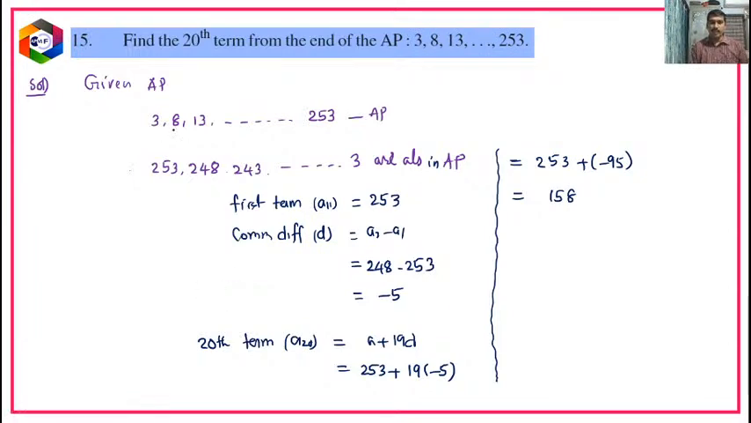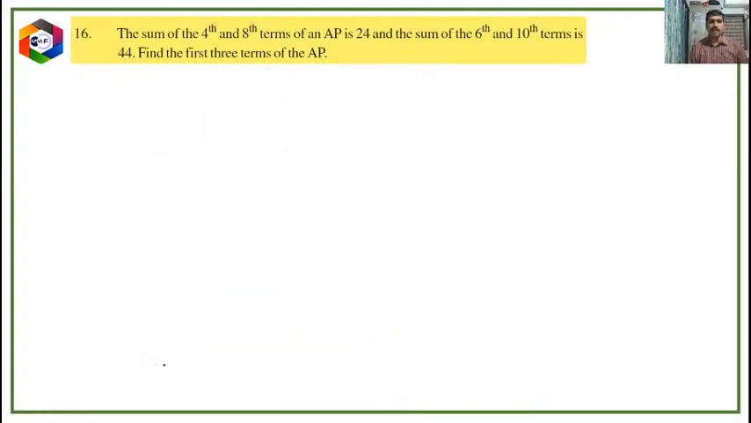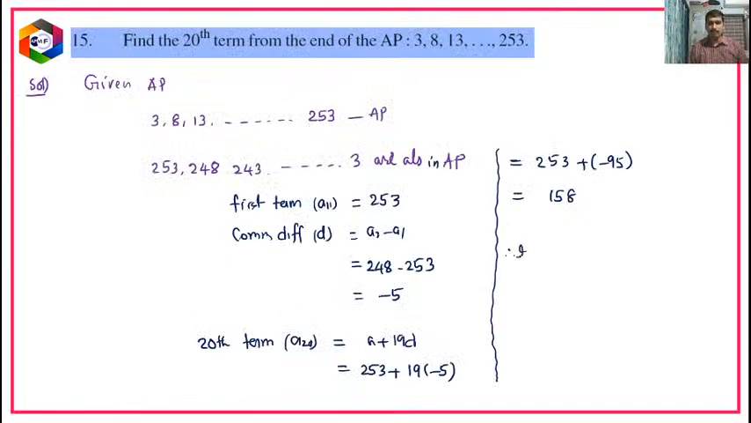Once again, 3, 8, 13 and so on up to 253 are in AP, which means if you write the numbers from the back side, they are also in AP. That you have to know. Here the common difference is plus 5, and when writing from the back it is simply minus 5. So from the back side, the 20th term A20 we calculate as A plus 19D, so 253. So in the progression 3, 8, 13 and so on up to 253, the 20th term from the end will be equal to 158.